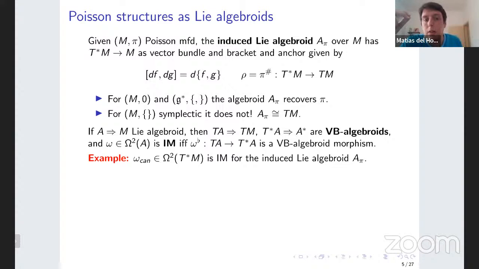What does IM mean? IM means infinitesimally multiplicative. By definition, I say that the form is infinitesimally multiplicative if, when viewed as a map from TA to T*A, it is not just a map of vector bundles, but it is compatible with the Lie algebroid structure. It is a Lie algebroid morphism. This is what I'm saying.